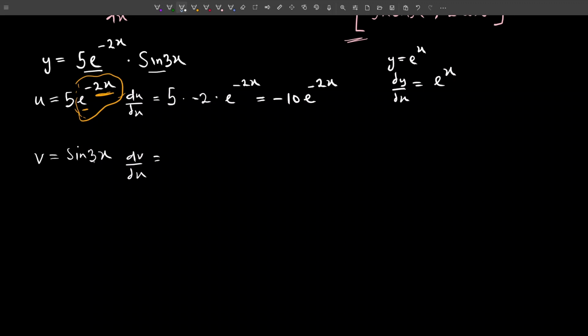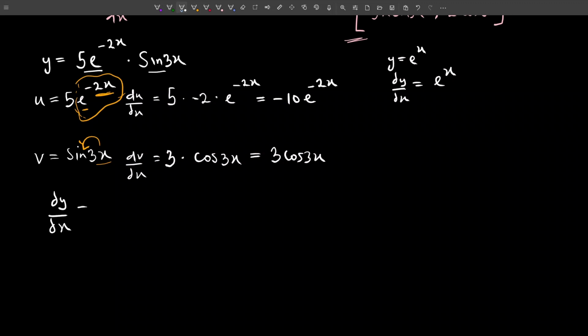Hope that's clear. Now for dv dx, again, this is a composite function because we're having this function, 3x, in a trig function, sine. So what do we do? We differentiate the inner function, and the inner function will give me what? For the 3x, differentiate 3x, you get 3. And differentiate the outer function, which is sine. When you differentiate sine x, it's going to be cos x. So we differentiate sine, this should give me cos 3x. So this here should be 3 cos 3x.